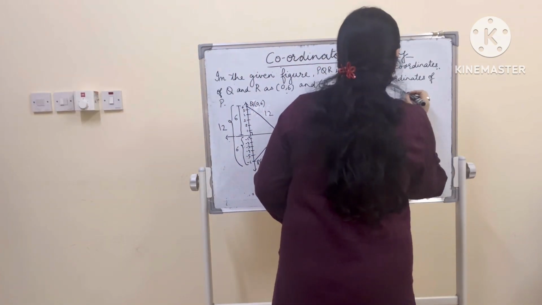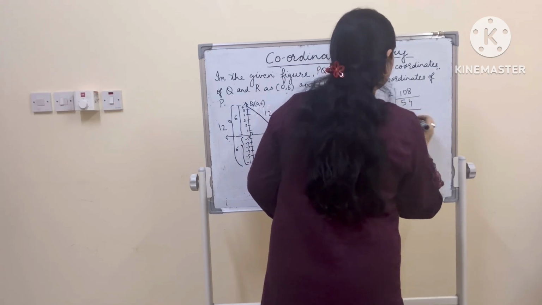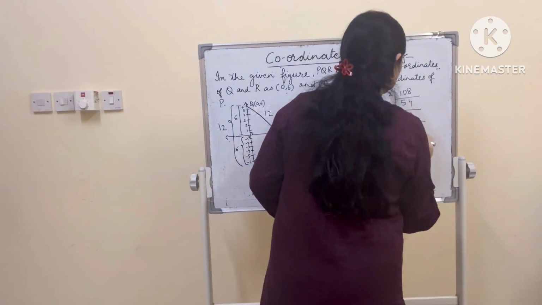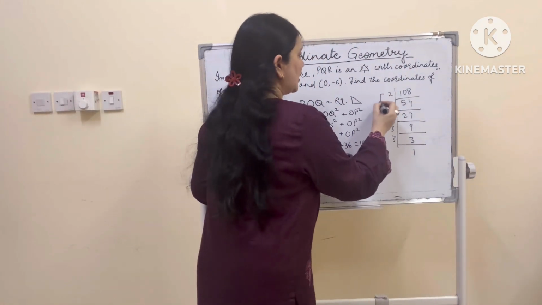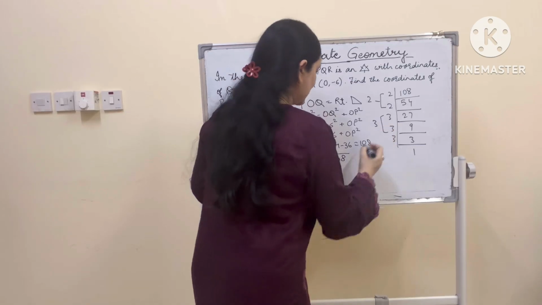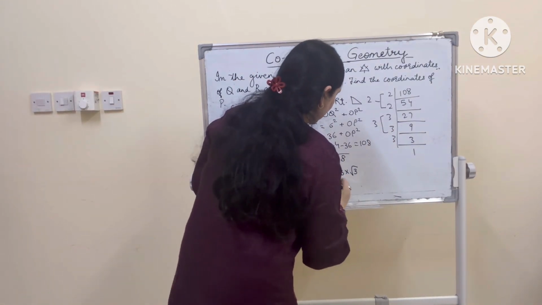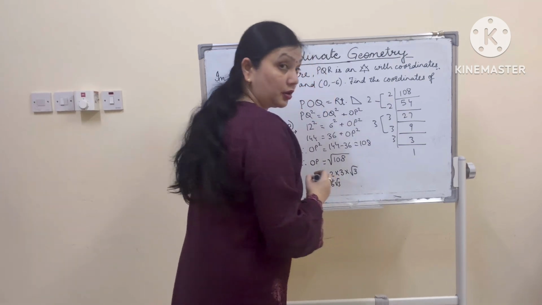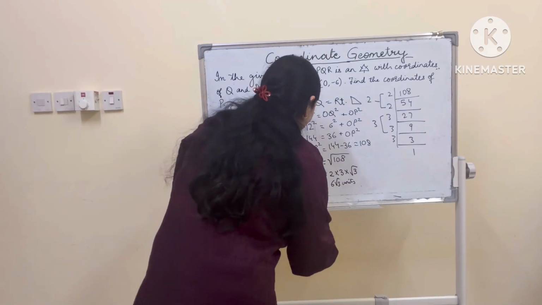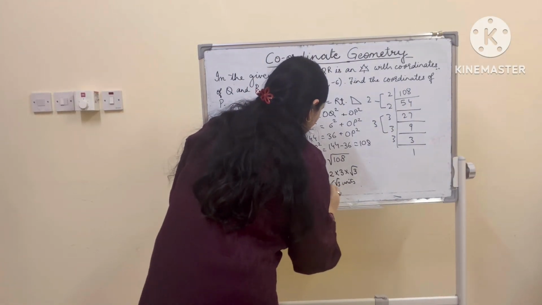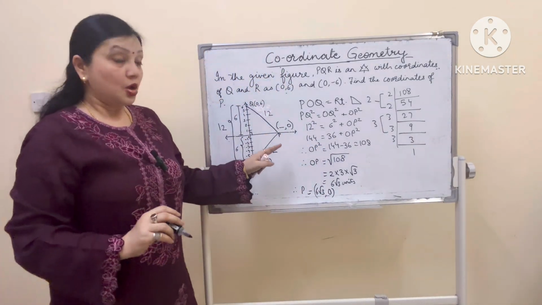So, 108 when we divide it by 2, now how will we find the square root? This will be 1, this will be 1, so it will be 2 into 3 into root 3, which will be 6 root 3 units, right? So what will be the coordinates of P? P will be (6 root 3, 0). 0 we already know, isn't it?